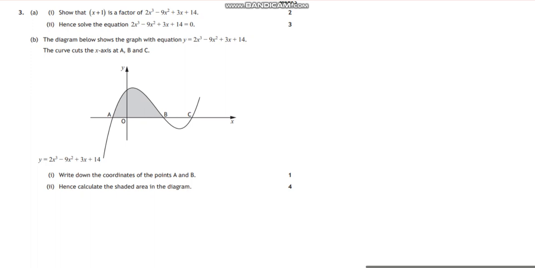Okay, question 3. This is a big one. We'll look at this. A lot of marks here. What's that? 10 marks. Oh, here we go. So let's have a quick chat about what we're going to do.